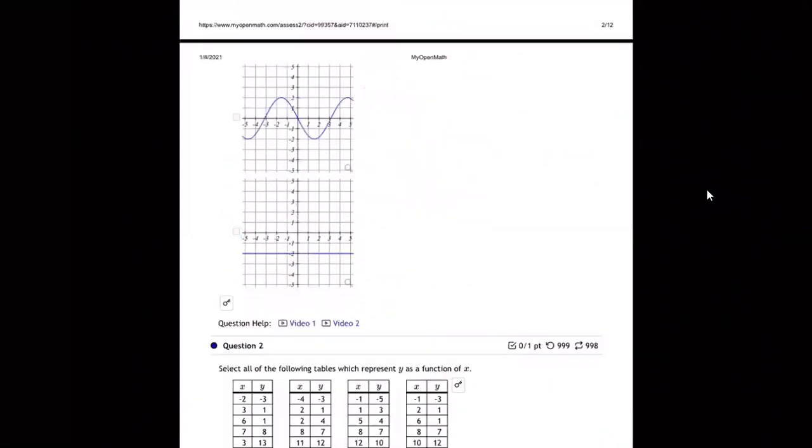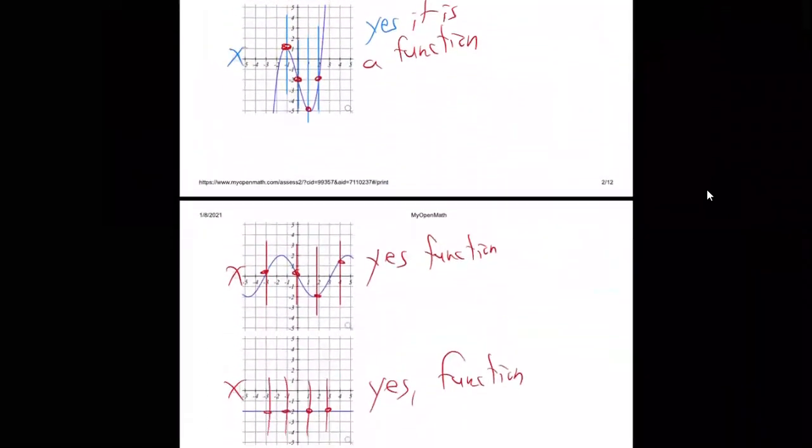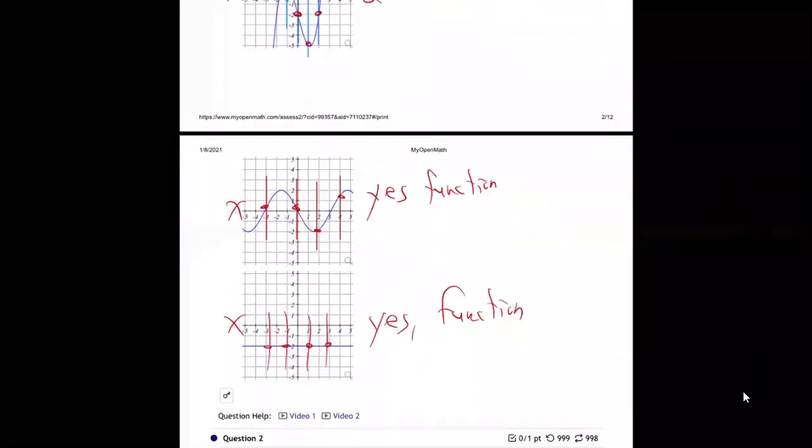So you want every vertical line to only hit one place. How about, there's a couple more. How about this? Yeah, this is a good one. See how every vertical line only hits one place? Yes, that's a function. And the last one, yes. That one's a function. So the graphs that are functions are the graphs where every vertical line only hits one place. So these top two were no, because vertical lines were hitting more than once. So that's all we got to do, and you can use the notes for that. That's called the vertical line test.